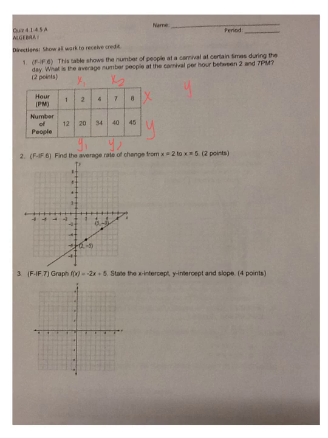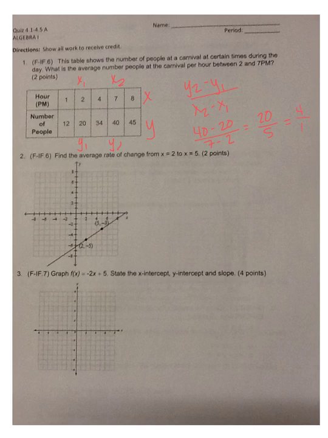And then you do Y2 minus Y1 over X2 minus X1. So Y2 is 40 minus Y1, which is 20, over X2, which is 7, minus X1, which is 2. You simplify that, you get 20 over 5, which is 4 over 1.